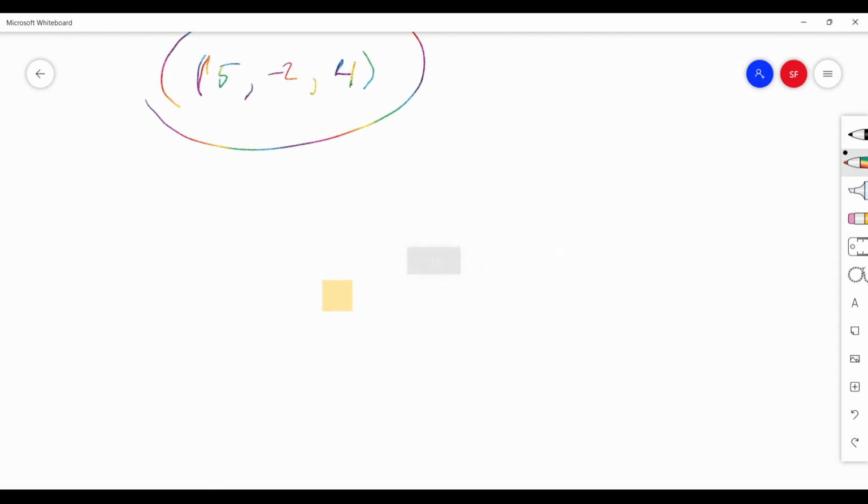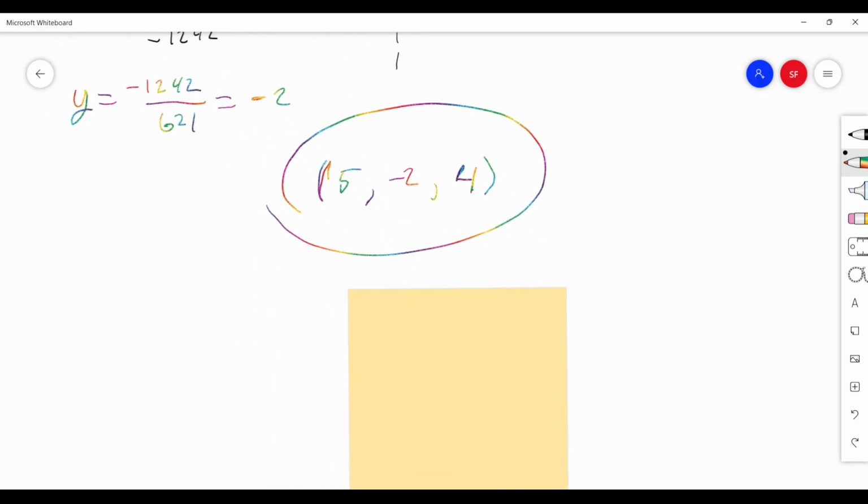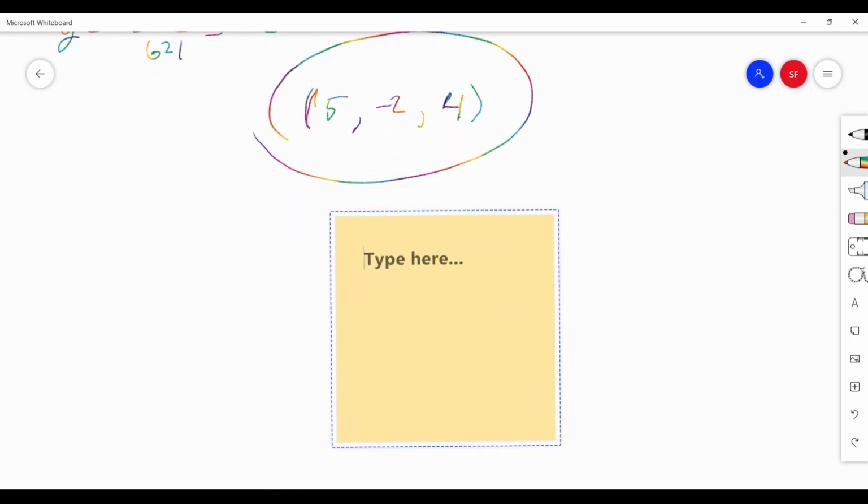Wait, am I dividing all of them by 621? Yes. Well, all of them separately.